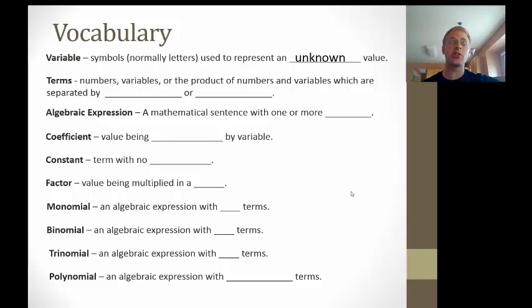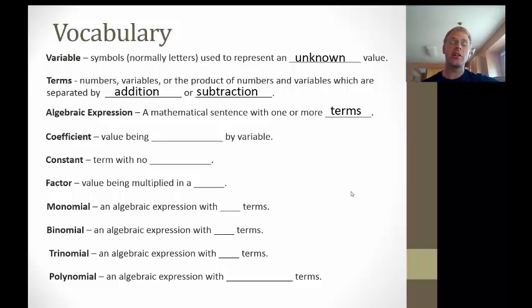Next up is our terms. Terms are numbers, variables, or the products of numbers and variables, which are separated by addition or subtraction. This is important to be able to identify the number of terms because it helps us classify our algebraic expressions, which leads us into our next word. Algebraic expressions is a mathematical sentence with one or more terms. We can see how terms are building into the next definition there.